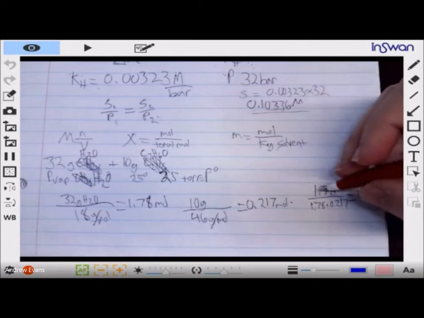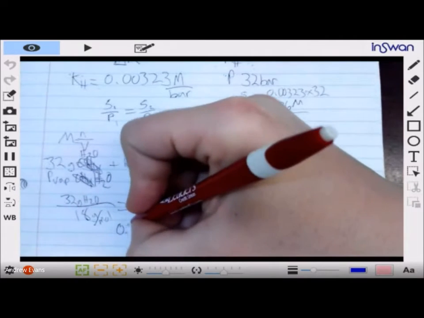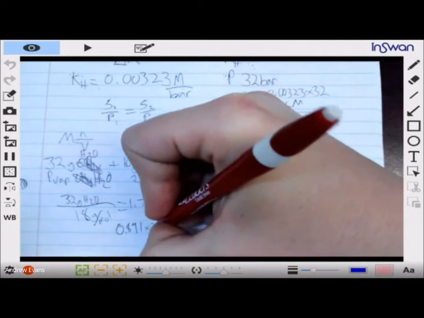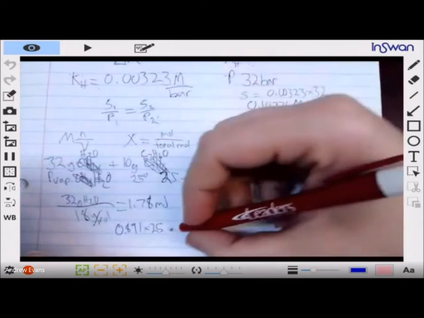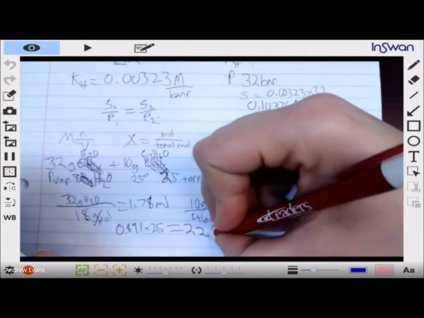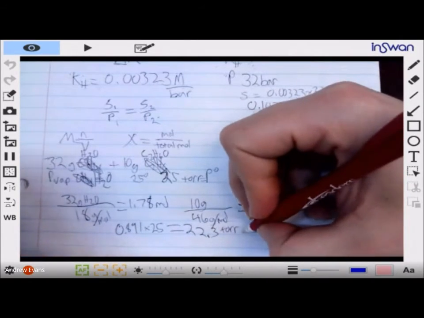So plugging that in to our equation, 0.891 times 25 torr would be, the vapor pressure of water has dropped to 22.3 torr. It's dropped by a small fraction.